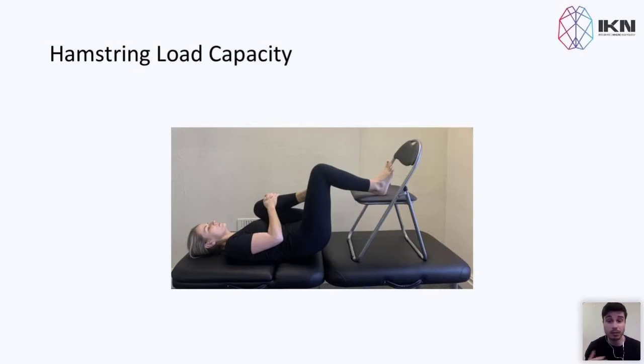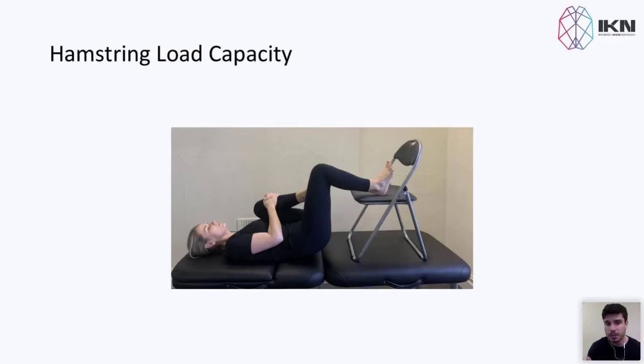What you'll find in a lot of clients is that they will be unable to do this. And if they are able to get into that position, they'll tend to hold their breath, or they'll tend not to be able to maintain it for a long period of time. When people are doing this type of test, they're typically extending through their spine, so they're using their spinal tissues to help extend the hip as opposed to the actual hamstrings.